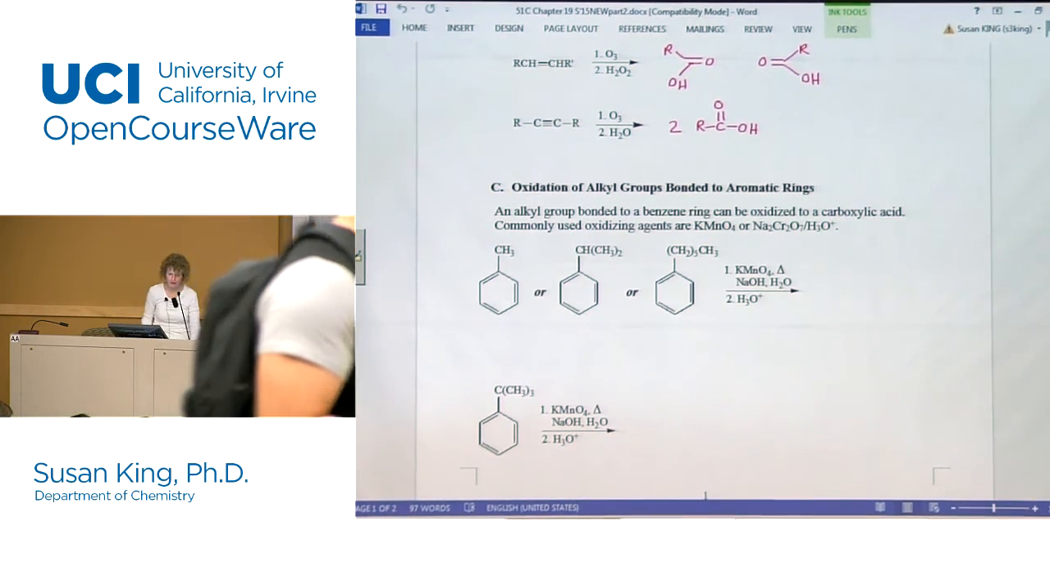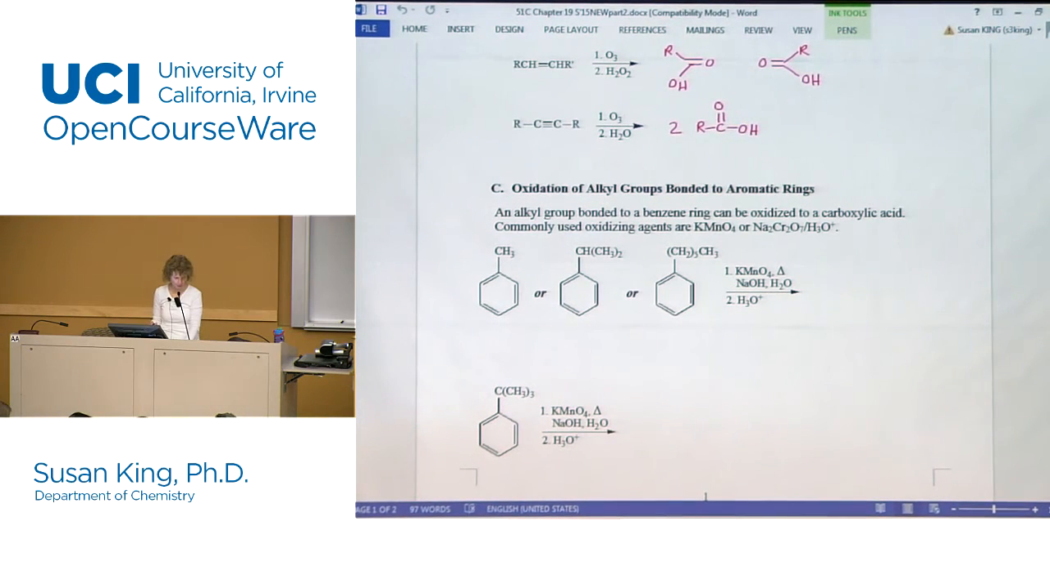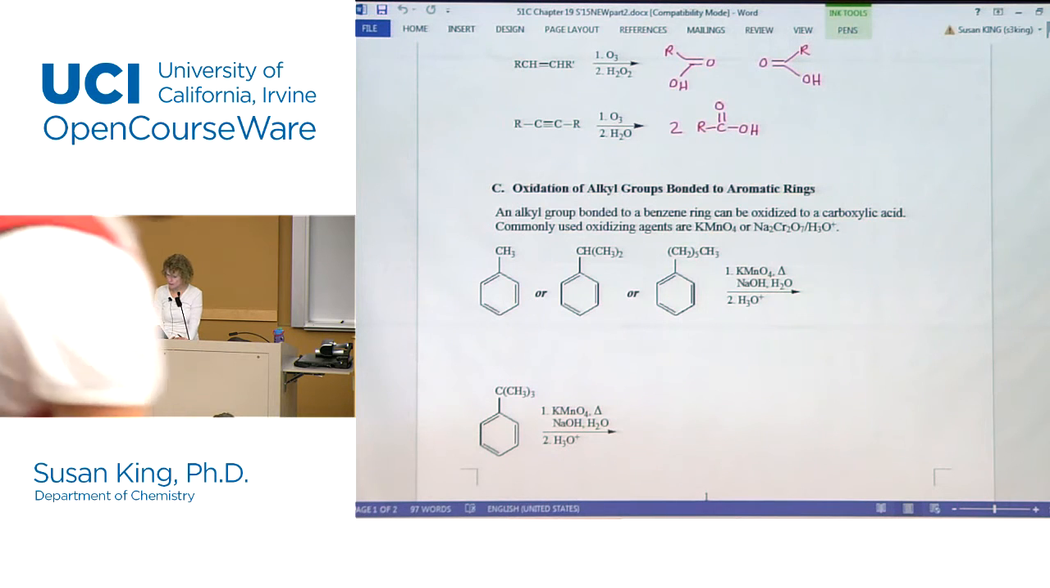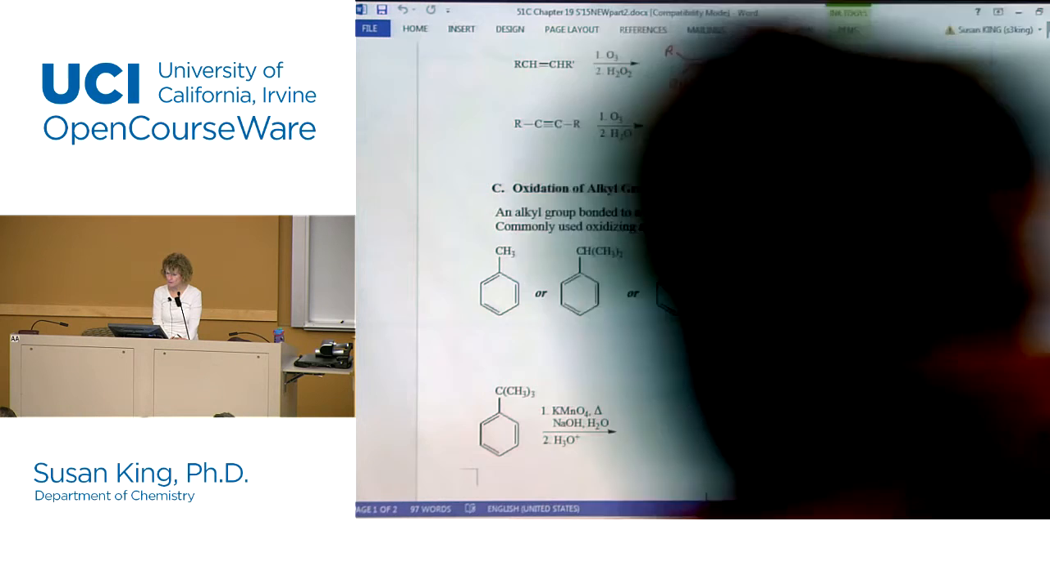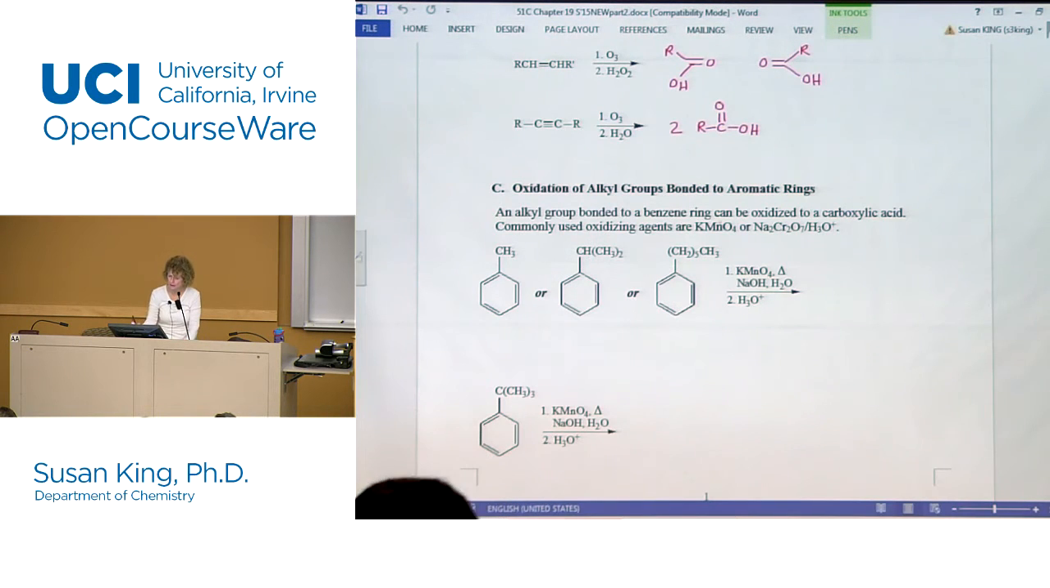If you had me last quarter, you'll recognize this slide from notes last quarter. An alkyl group bonded to a benzene ring can be oxidized to a carboxylic acid. The commonly used reagents are potassium permanganate and sodium dichromate. The one that I use is potassium permanganate, KMnO4, and base, so sodium hydroxide, and heat. All right, so here are some examples.